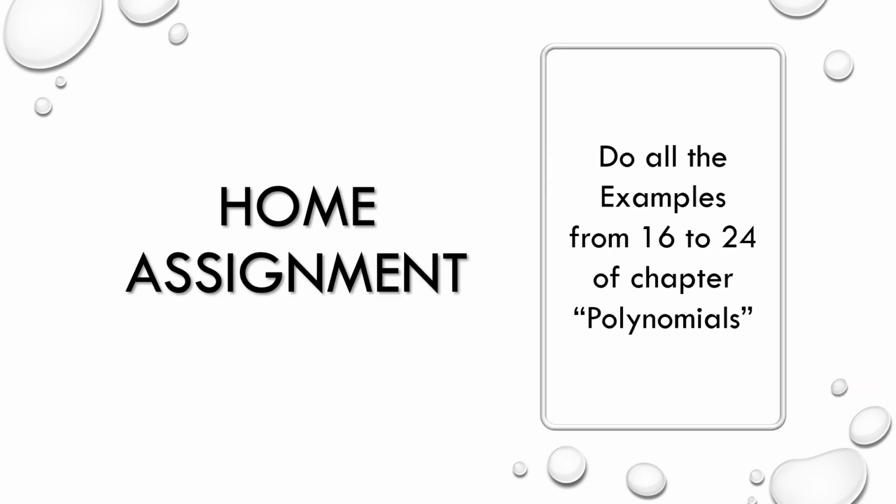Now the time is for home assignment. Do all the examples from 16 to 24 of chapter polynomials. Example 16 to example 24. All these examples are based on cubic identities. Try to do these examples. These examples are given just before exercise 2.5 and after exercise 2.4. So do all these examples. This will help you to register the identity, and it will help you to be comfortable in using the identity.